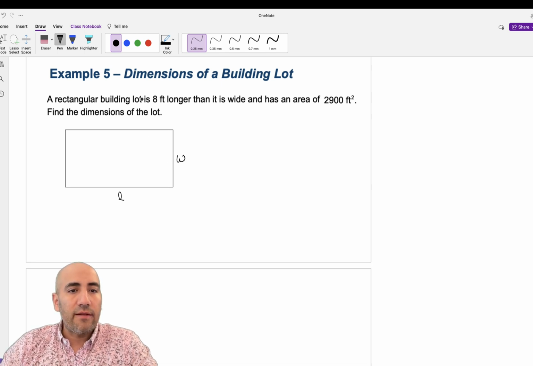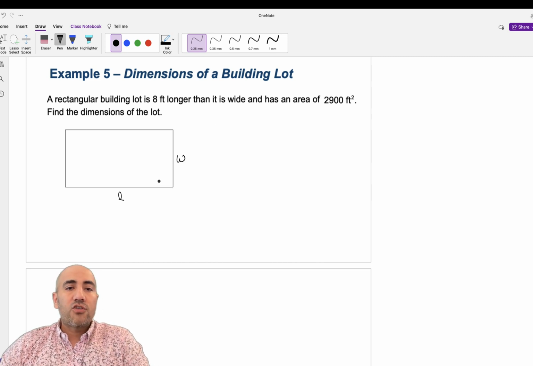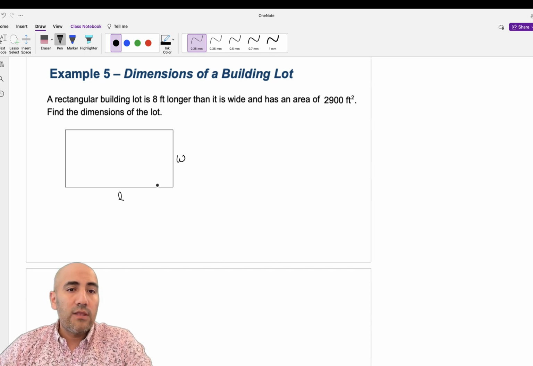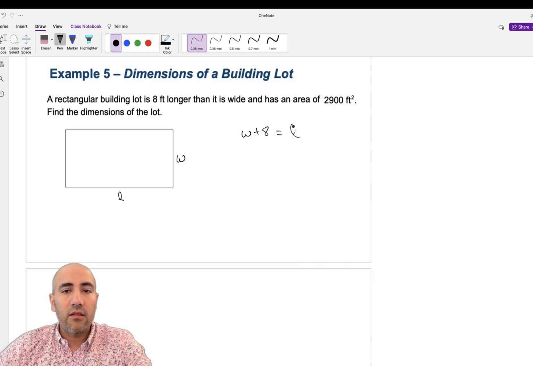Okay, so the rectangular lot is 8 feet longer than it is wide. So it kind of matches my picture. The L is longer than the W. Find the dimensions of the lot. Okay, so with word problems, you want to use as few letters as possible. Whenever you can sort of recycle a variable, you're going to get a simplified equation. And so we want to use the idea that L is 8 feet longer than W. So the W is smaller. If I add plus 8 to it, it should get me to my L. Right? Because thinking about it this way, the W is already shorter. I got to add 8 to it, and that's how I get to this one.